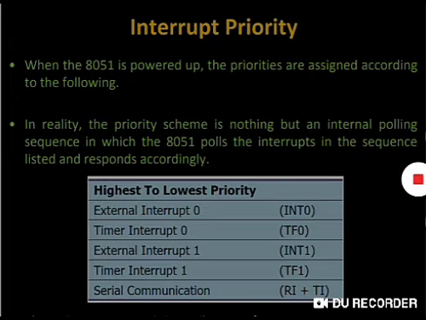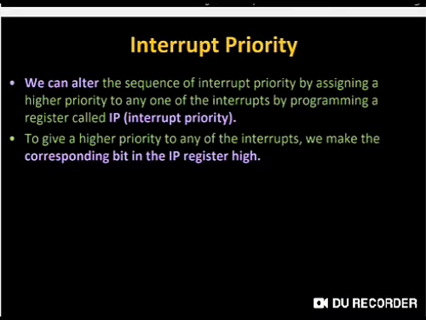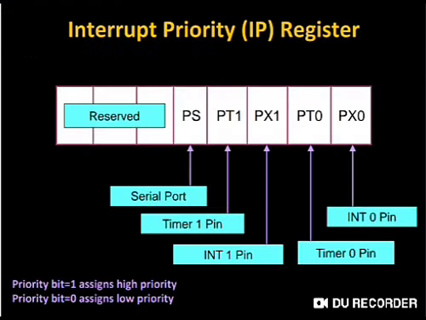Now, how do you change the interrupt priority if needed? To change the sequence of priority, we need to assign the IP register, that is the interrupt priority register. To give a priority, we need to set the corresponding bit in the IP register to logic 1, which will assign the highest priority. The IP register bit description is given here. PX0, PT0, PX1 and so on are the priorities of the INT0 pin, timer 0 and so on. It assigns the highest priority and the least priority.